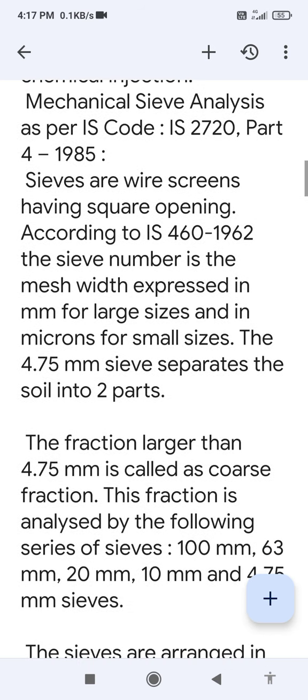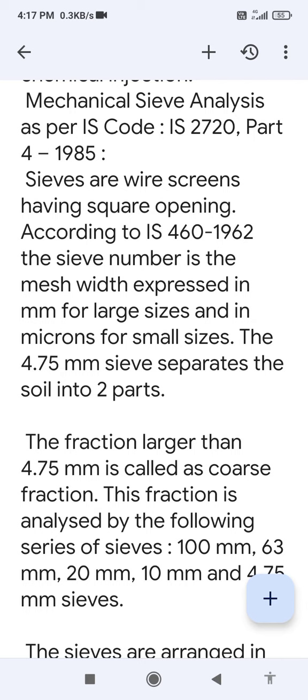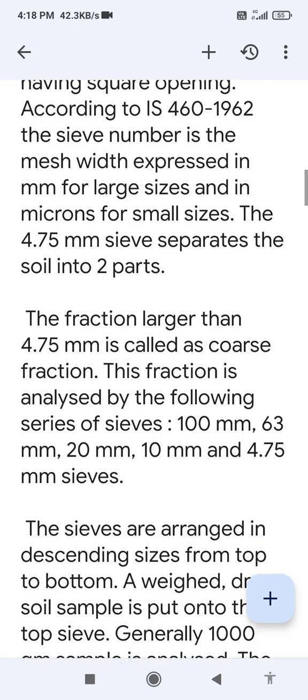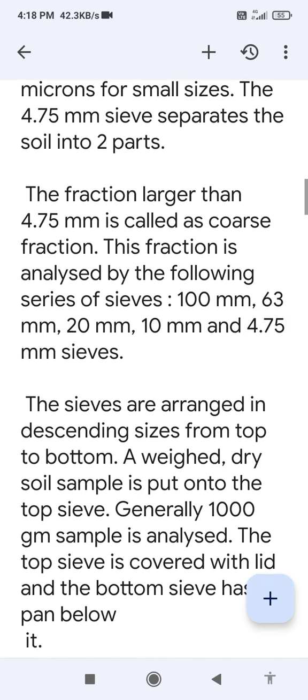Mechanical sieve analysis as per IS code IS 2720, Part 4, 1985. Sieves are wire screens having square opening. According to IS 460-1962, the sieve number is the mesh width expressed in mm for large sizes and in microns for small sizes. The 4.75 mm sieve separates the soil into two parts.